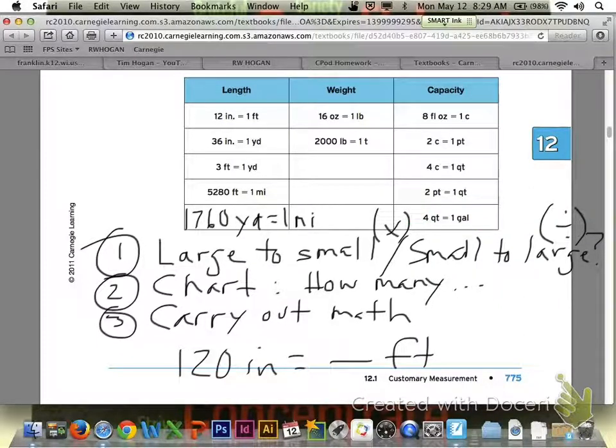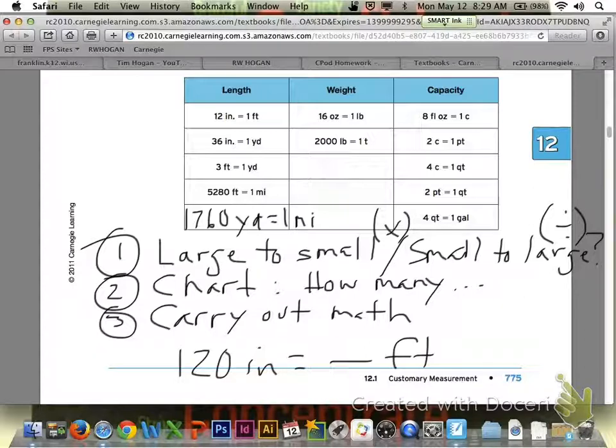Let's look at another example. 120 inches is equal to how many feet? Again, following the steps. Step 1, is this large to small, or is this small to large? In this case, we should know that inches is the smallest measure when dealing with length, so we know that we are going from small to large. So when we carry out the math, we are going to have to divide.